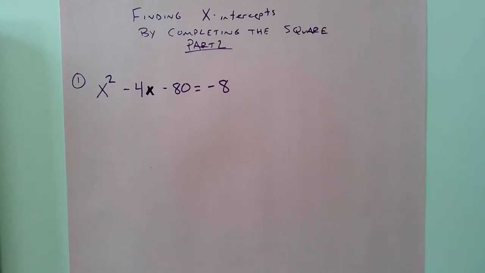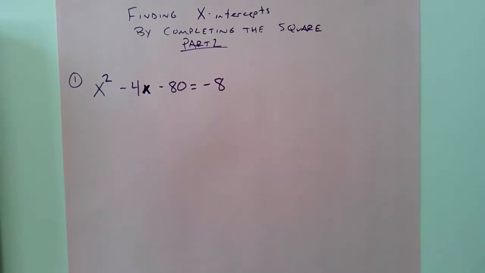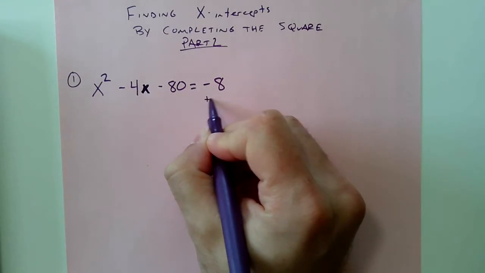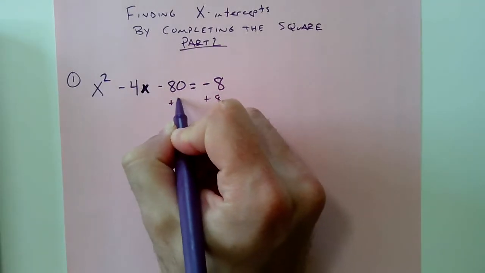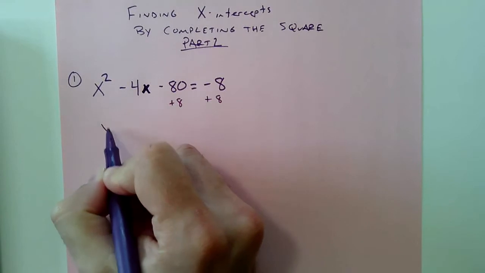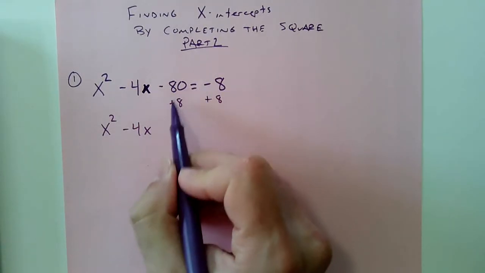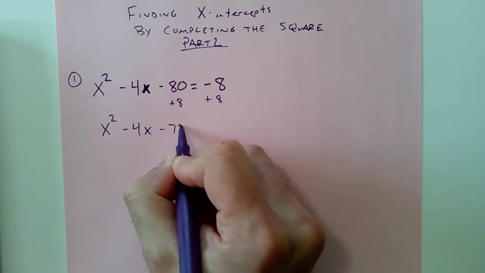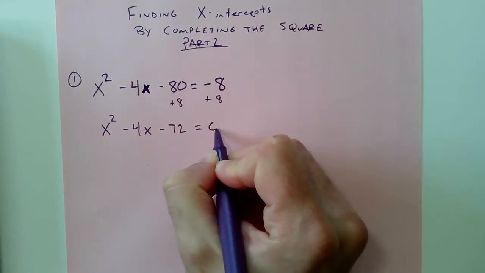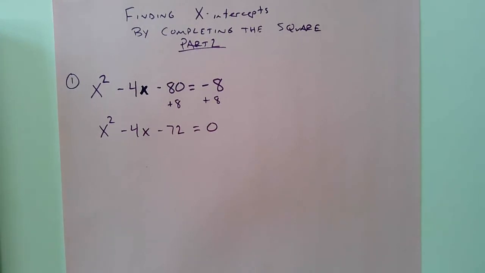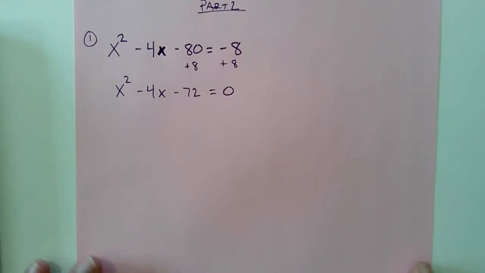We can see here we're not equal to 0, which we want to be when we're solving for x-intercepts. So we're going to go ahead and do it. We're going to add 8 on both sides. That's going to leave me then with x squared minus 4x, negative 80 plus 8 is going to be negative 72 equals 0. All right, so now I have a quadratic set equal to 0. We could try factoring, not going to work here. So we're going to complete the square as we indicated before.